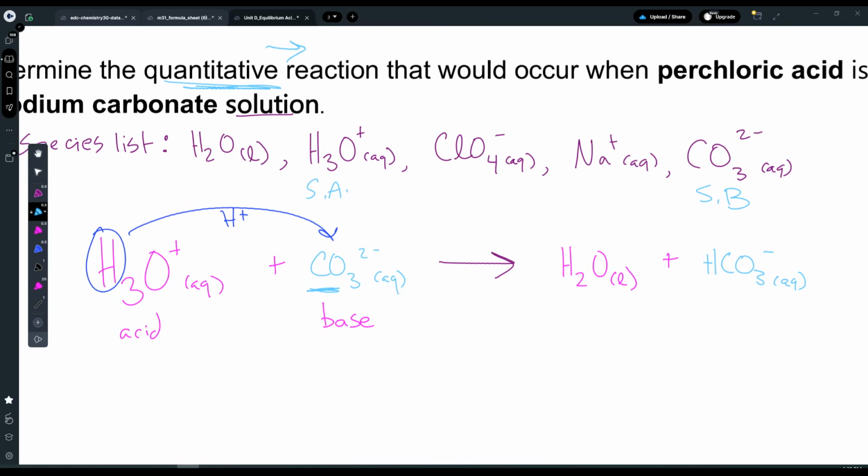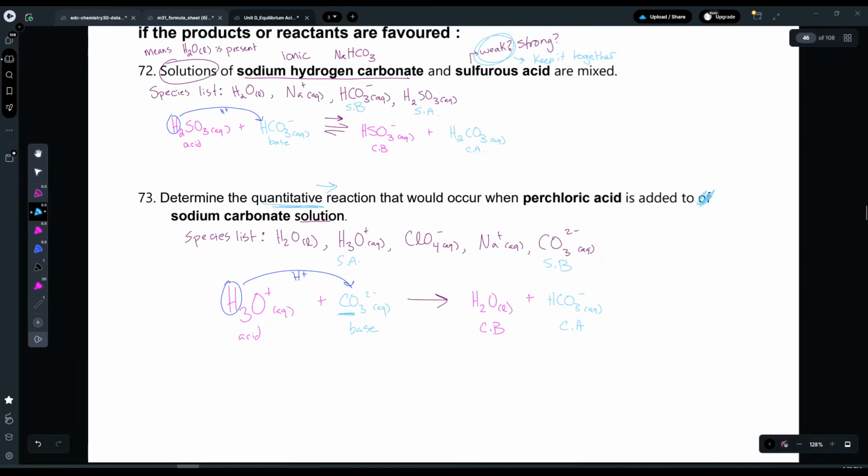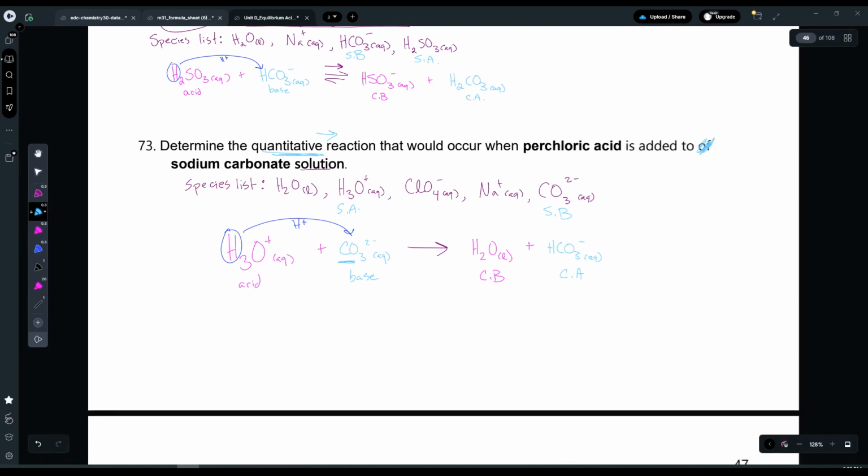Okay, and now I'm going to label these here. So I'm going to change the coloring on this to base. Okay, so acids, they are always paired with a conjugate base, and bases are always paired with a conjugate acid. Okay, and those are those two examples finished.